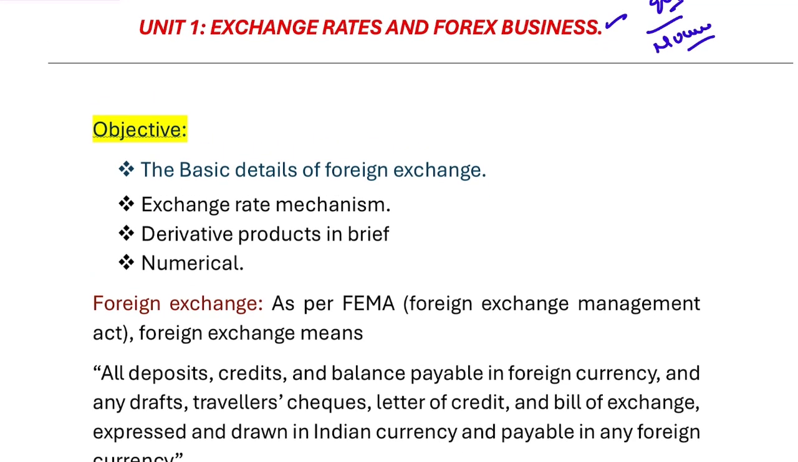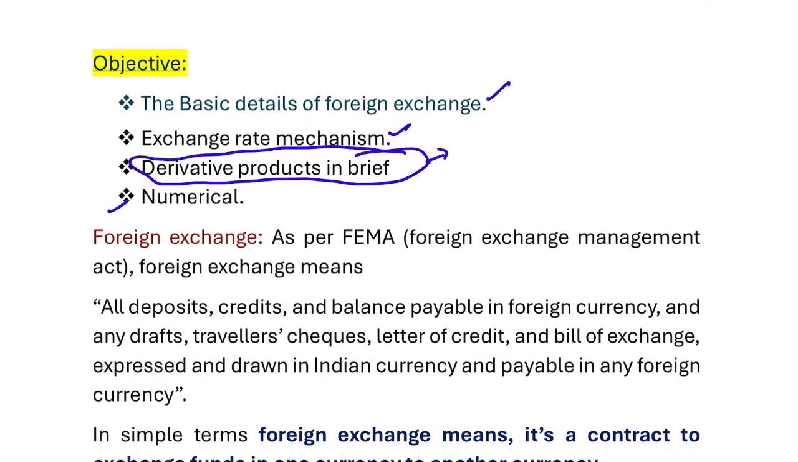What is the objective in this class? The basic details of the foreign exchange rate mechanism, and we will end up with numericals. And there is a concept called derivative products in this chapter, but we are skipping it for the next video. Got it?